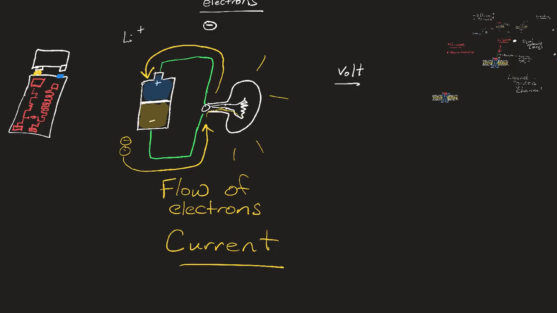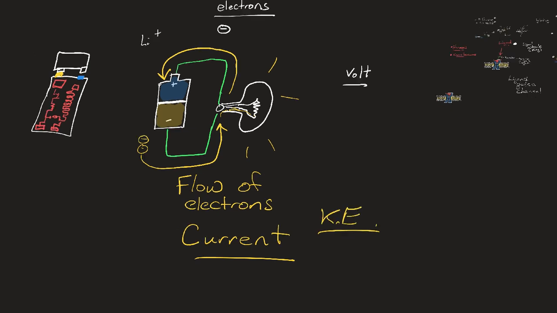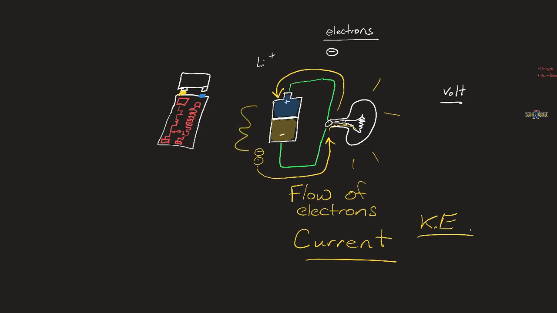That's how electrons work. Before you go, the flow of electrons is called current, and that is kinetic energy. When you store electrons, the difference between these two sides is called electrical potential energy.